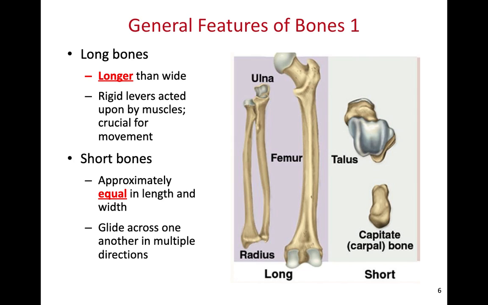We also could have short bones. And if you squint your eyes and kind of look at it sideways, short bones are about the same width as they have length. So they have approximately equal width and length to them.